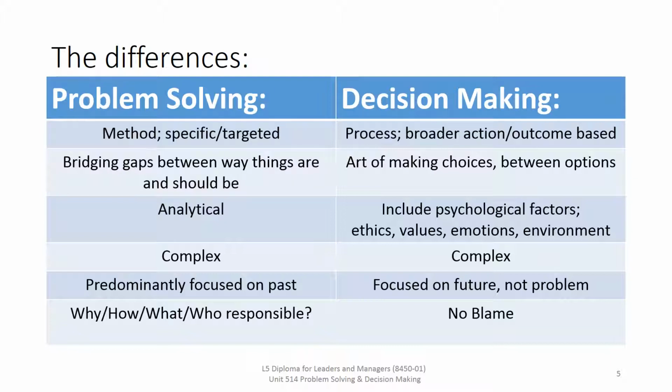And really in decision making, there should be no blame, where we might be looking at in problem solving about who, how, what, who was responsible. In decision making, we're not blaming anybody because we're looking forward, looking to the future. So that really just outlines the differences, which I want to make clear before we start looking at problem solving techniques.